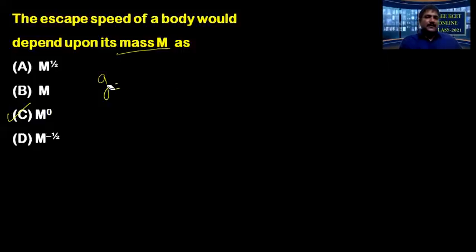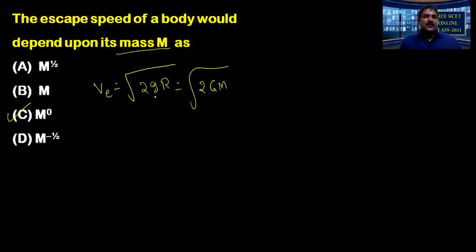Now if I write the expression, escape speed v on any planet or any body is root of 2gR. It can be written in terms of mass, since small g is GM upon R square. So it is GM by R square into R, so it is GM by R. Now here one mass is there, small m. What is that mass? That mass is the mass of the planet, not the body projected. But in this problem, they used capital M as the symbol for the mass, so hence there is a chance of confusion.